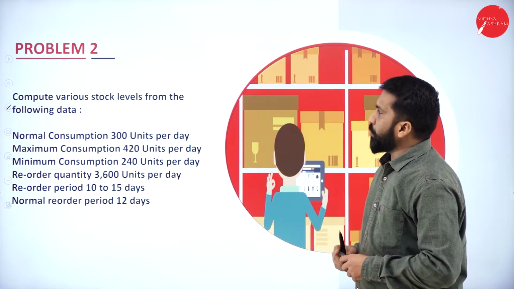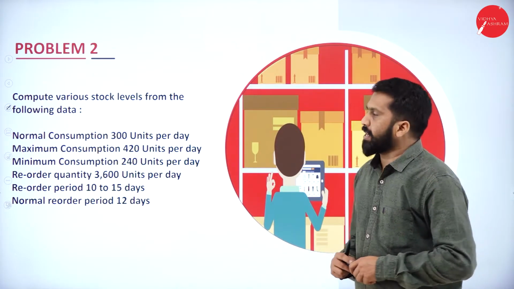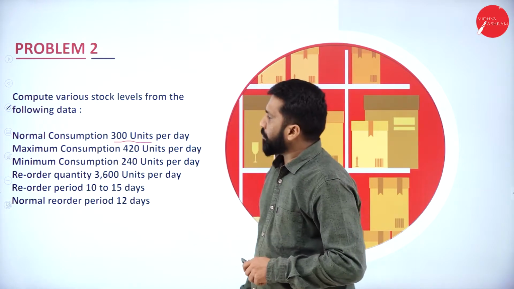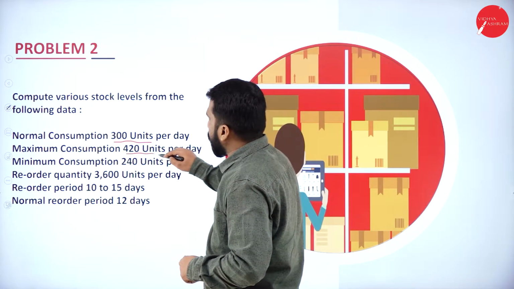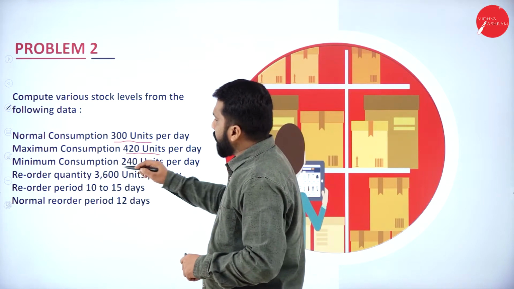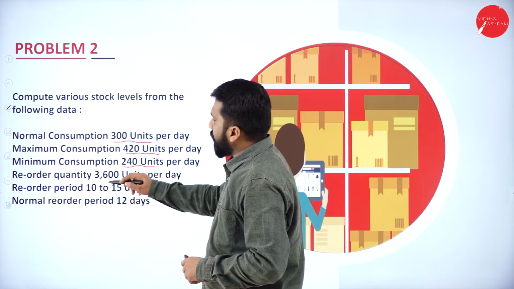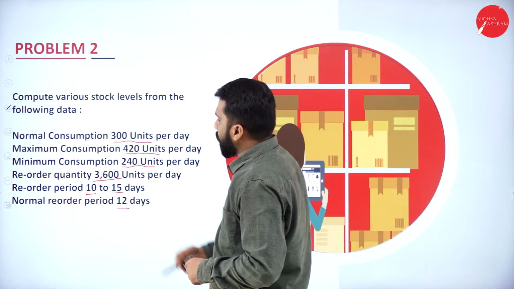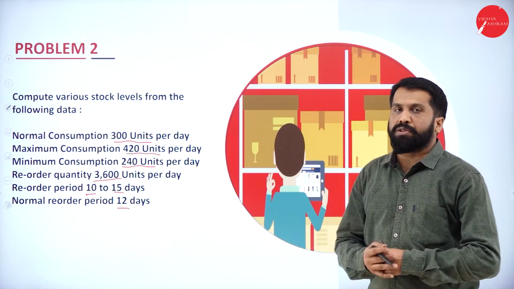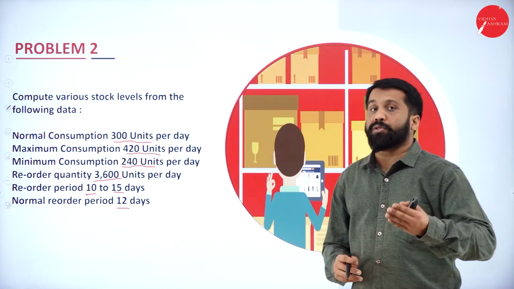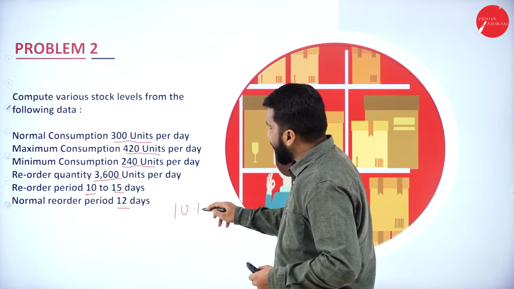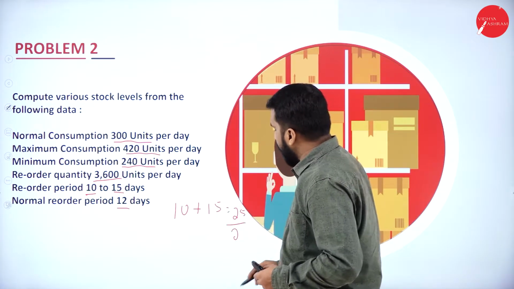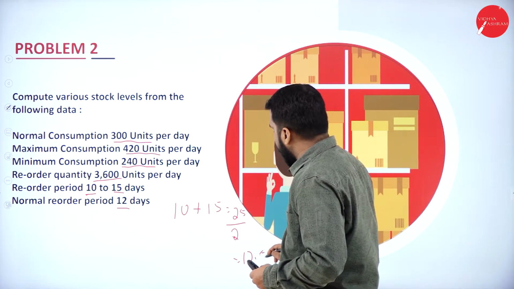Now, compute various stock levels from the following data. Normal consumption 300 units per day, maximum consumption 420 units per day, minimum consumption 240 units, reorder quantity 3600, reorder period 10 to 15, normal reorder period is 12. Earlier, how did we calculate the normal reorder period? 10 plus 15 is 25, divided by 2, you used to get 12.5.